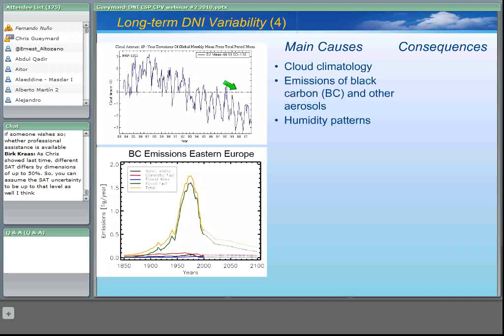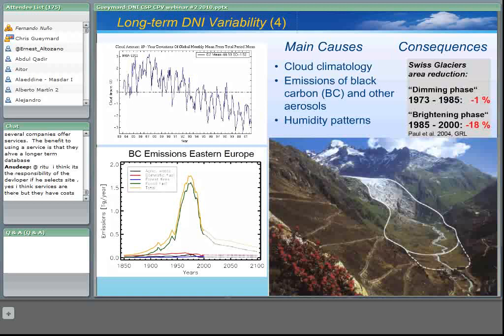We have also noticed that the emissions of black carbon from coal, for example, and other aerosols has decreased, especially since the 70s in Eastern Europe, due to more air quality control and changes in economic patterns. And then humidity patterns are also involved in this. They are changing.